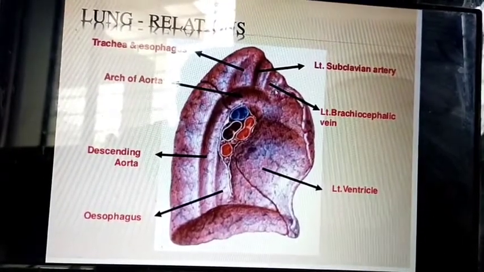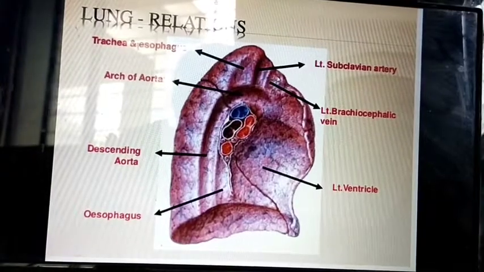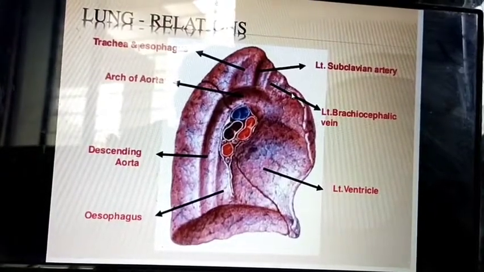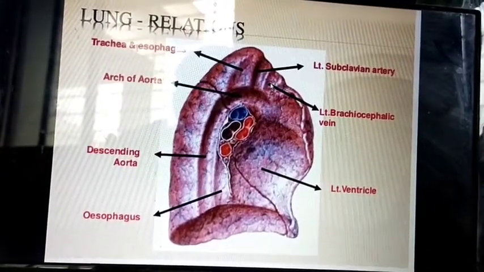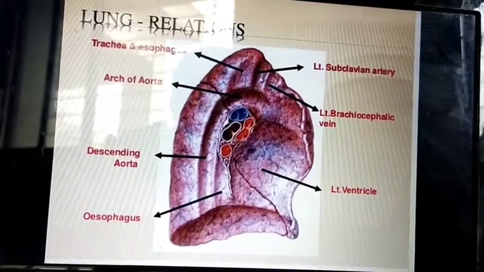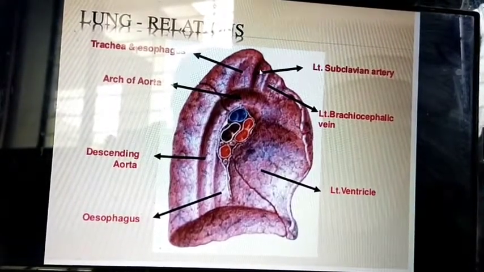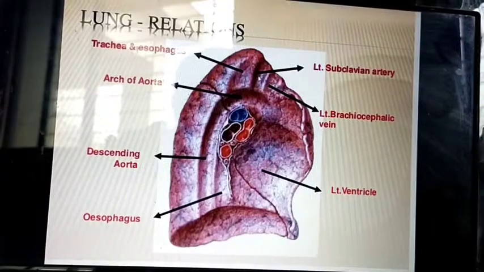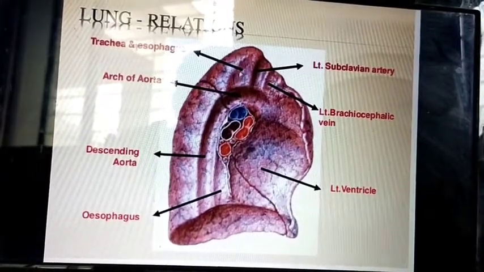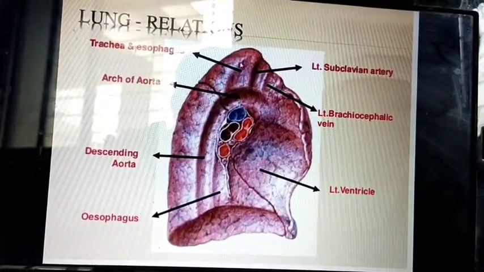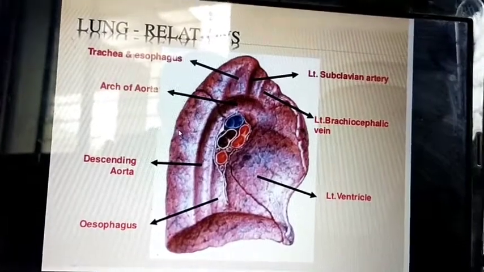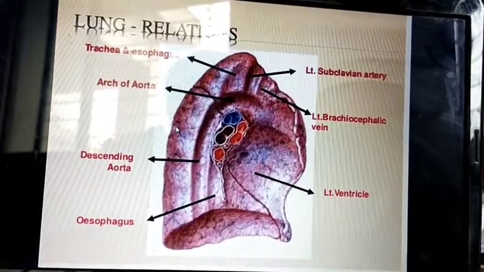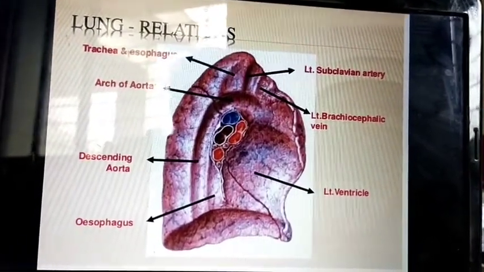And this impression first, this is the anterior border, just behind the anterior border, this is the left brachiocephalic vein, and then the subclavian artery. Okay, then this is for the trachea and esophagus. These are the impressions or relations of the medial surface of the left lung.